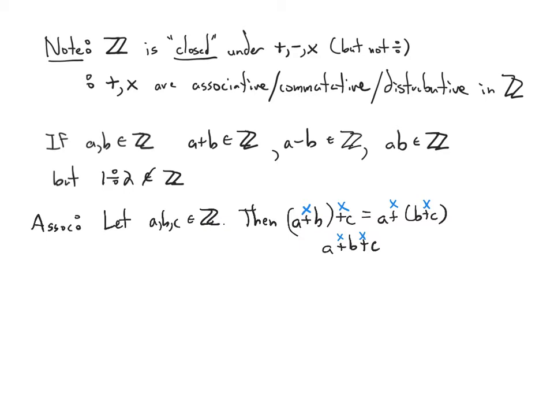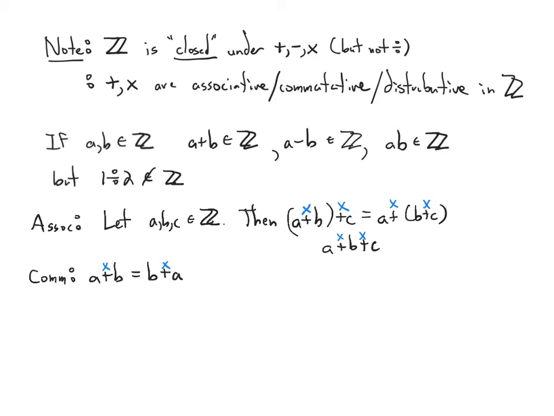Commutativity. This means that order doesn't matter. So a plus b is the same thing as b plus a. And again, the same thing holds with multiplication. A times b is the same thing as b times a.